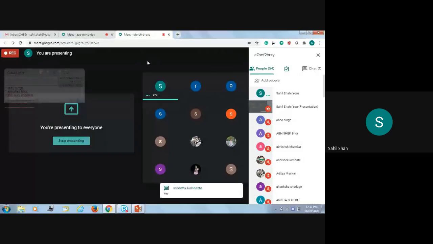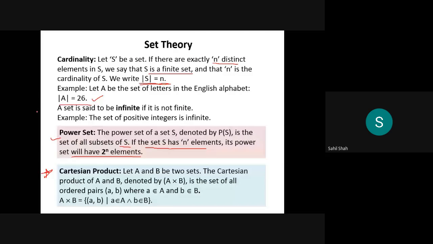So, Cartesian product. Let A and B be two sets. The Cartesian product of A and B will be denoted as A cross B. Do not say A multiplied by B. We are not multiplying sets. We are taking a cross product of two sets, and that cross product is known as the Cartesian product.